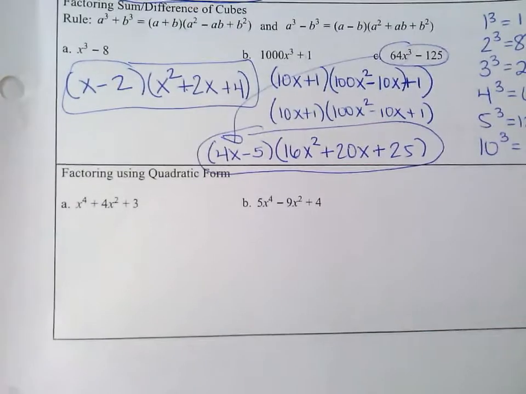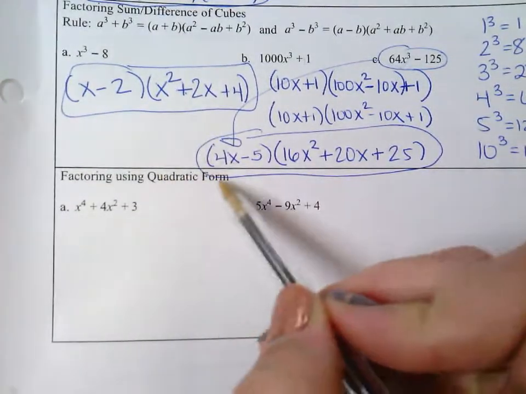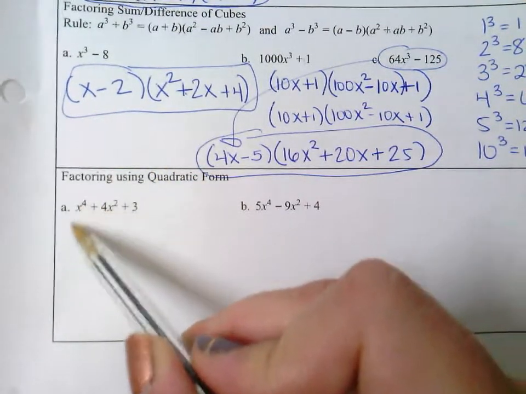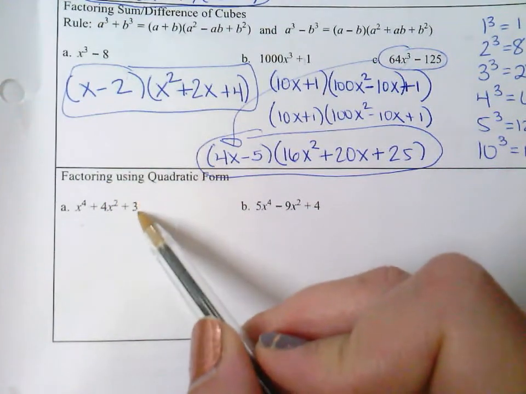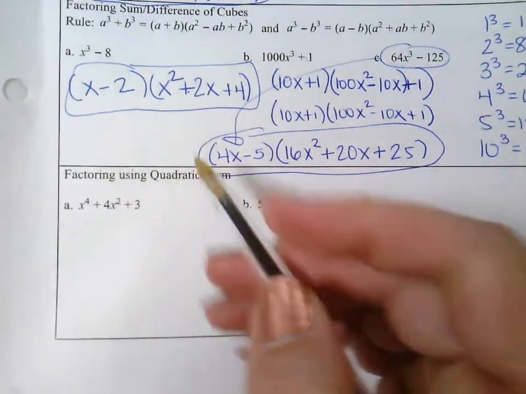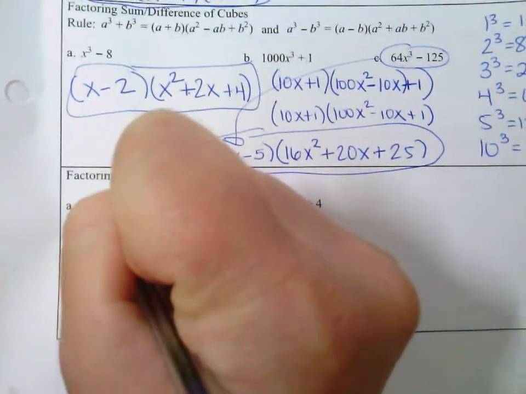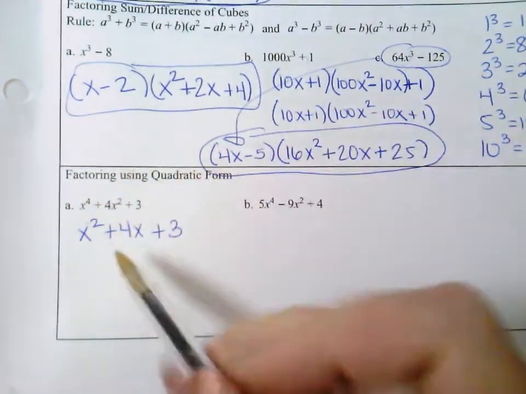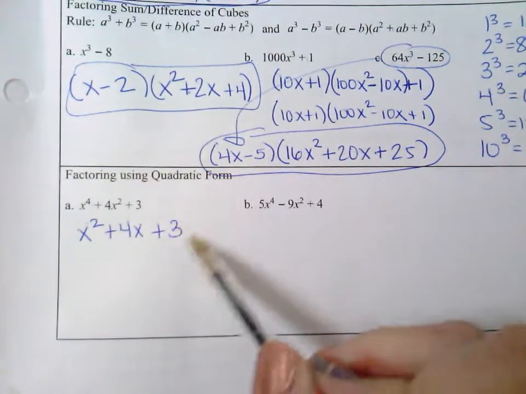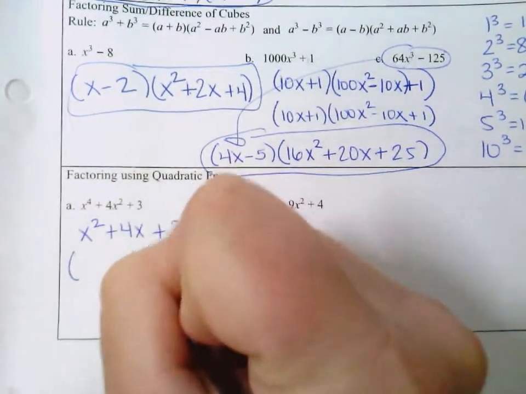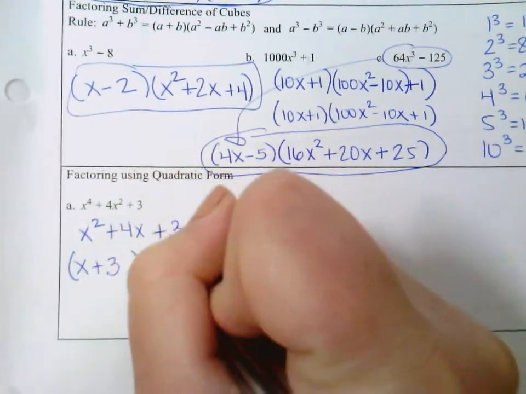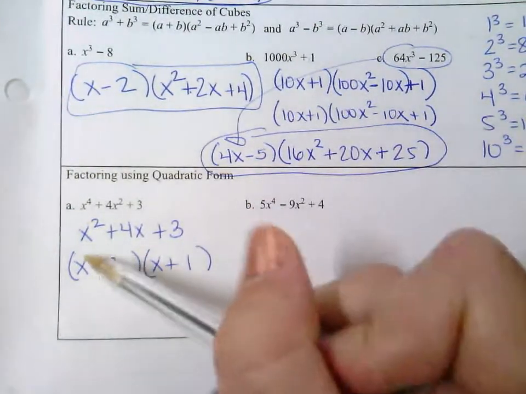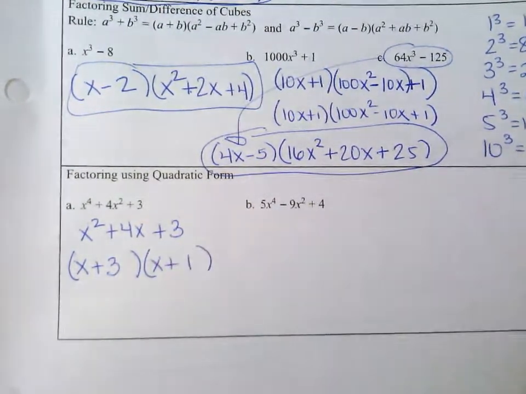So the last new strategy for today is factoring using something called quadratic form. So if you notice, these are fourth degree polynomials, but it goes fourth degree, second degree, constant. So what they're saying about quadratic form is if you thought about this just as a quadratic, x squared and then linear and then constant, it should factor pretty easily. So if I factored this, it would be x plus 3 times x plus 1, right? Because 3 times 1 is 3, outer plus inner add up to 4x.